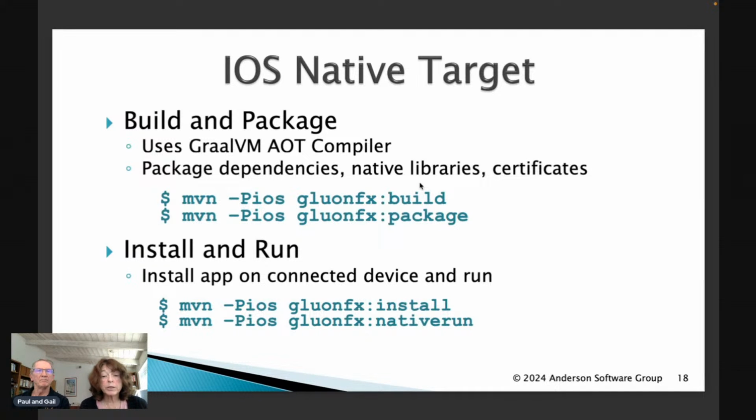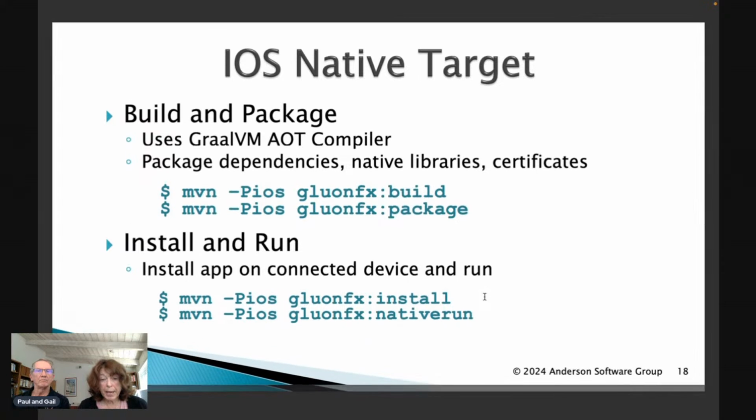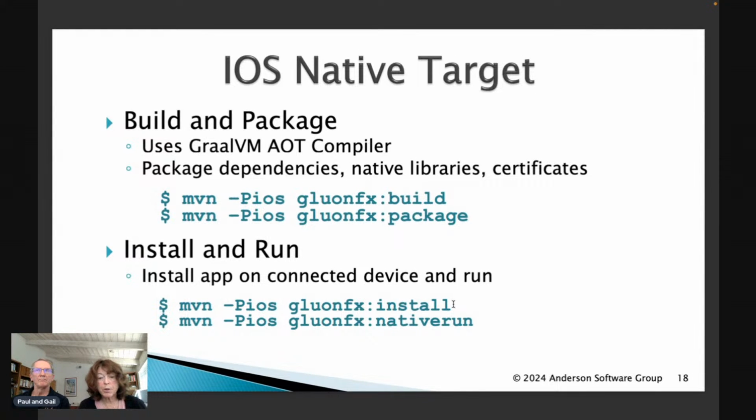For testing locally, what you can do is run the install command, and that will install it. You hook up your device through a USB to your Mac and do install, and install will put it on your device. You leave it hooked up and run native run, and what that allows you to do is to see any System.out.print lines or logging output from logging files when you're running it on the connected device. So that's really convenient for debugging.